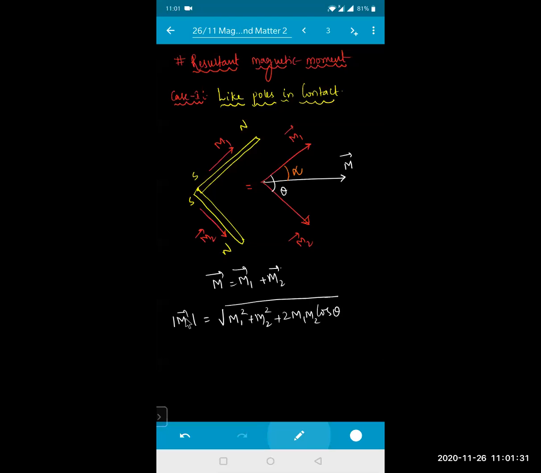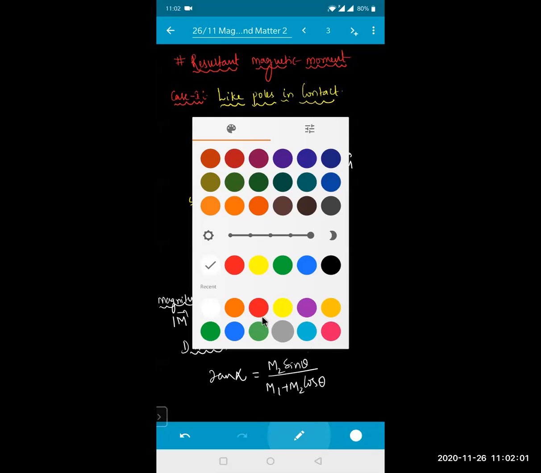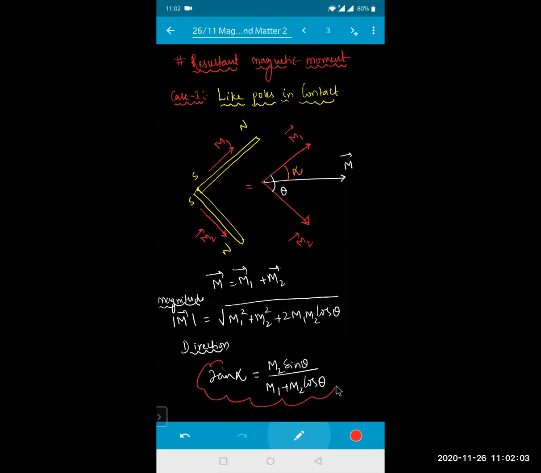So this is the resultant. Now how do you get the direction? This one is your magnitude. Direction is given by tan alpha is equal to M2 into sin theta divided by M1 plus M2 into cos theta. So this is the way we calculate the resultant magnetic moment and direction when two vectors are inclined at an angle of theta.